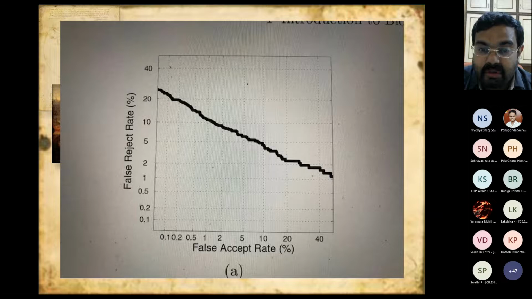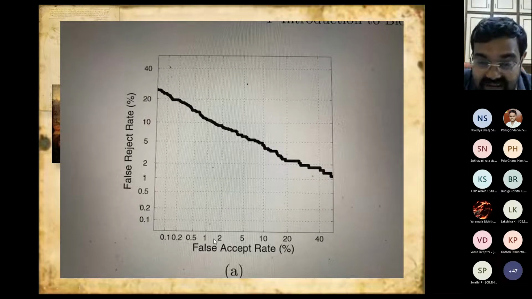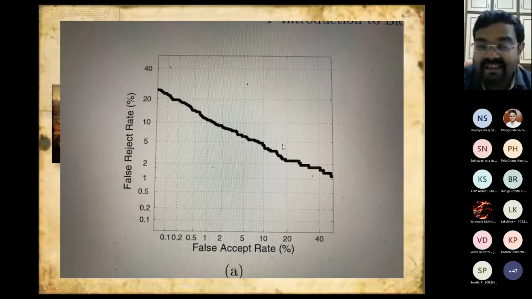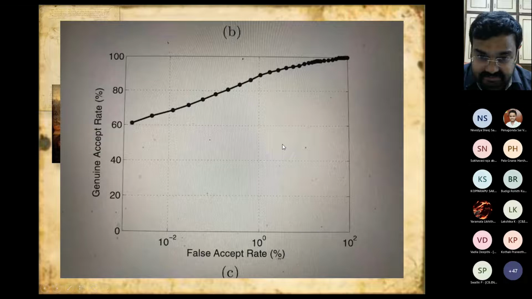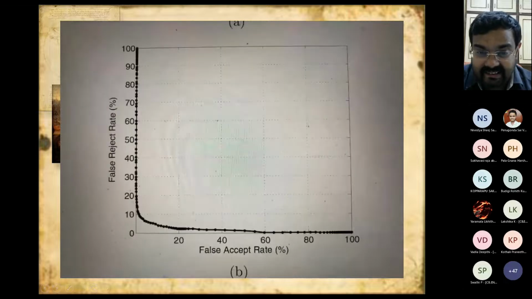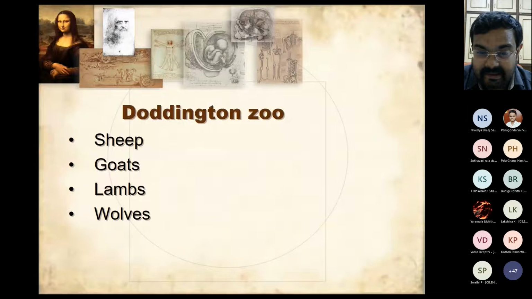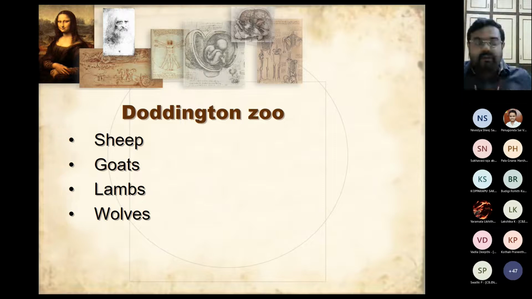Then I told you about the EER, which is where the FAR and the FRR, the false accept rate and the false reject rate, meet or converge. That is the EER or equal error rate. This is a linear scale, this is a logarithmic scale. Then I also told you about the Doddington Zoo. Human beings, we can classify them into 4 kinds of people based on the biometric.